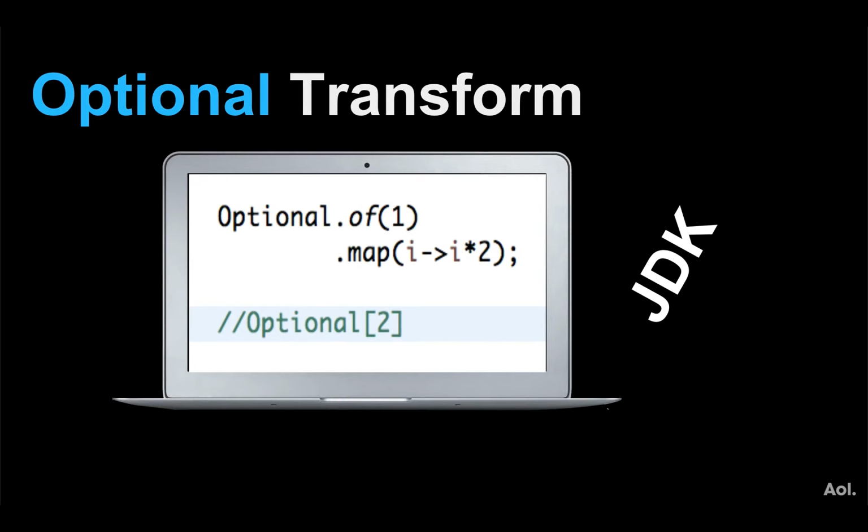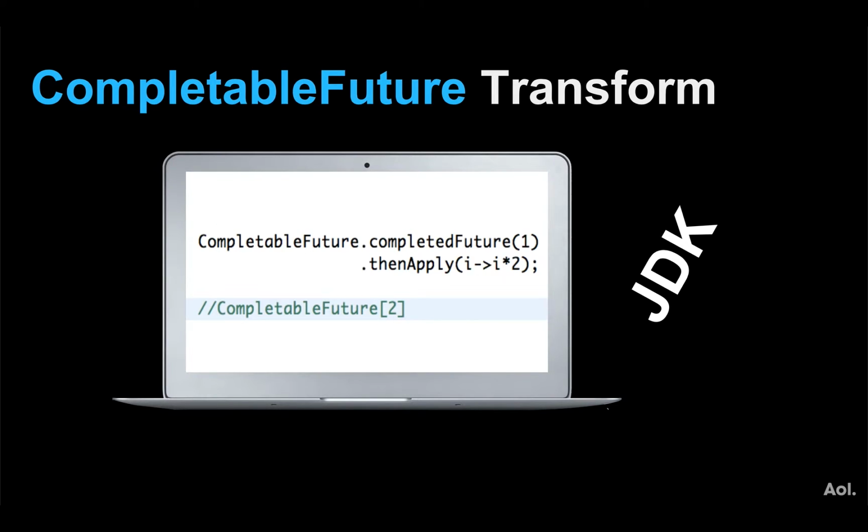We can do something very similar with Optional. We can create an Optional with a single value 1. We can define a map operator that accepts pretty much the same lambda expression that will multiply by 2. Optional is eager, so when this code is executed, we'll go from an Optional of 1 to an Optional of 2. And again, we can do something pretty similar with CompletableFuture. The one thing to note here is that the method names are different. Map has become thenApply, but we're essentially doing the same thing. We're creating a CompletableFuture with a single value 1, and we're multiplying it by 2.